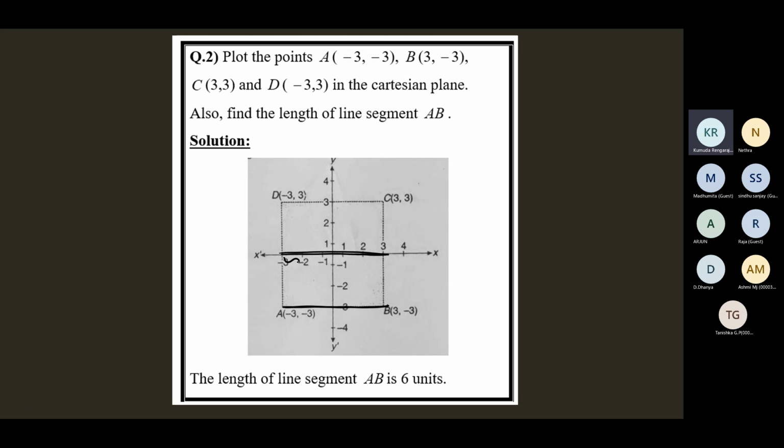So how much is it here? 3 plus 3. It's not minus 3 plus 3, 0. For length, ignore the minus sign. The length of this line segment is 3 units. And the length of this line segment, this one is minus 3, but 3 units is the length. So 3 plus 3 is 6. So the length of the line segment AB is equal to 6 units. Understood, children?